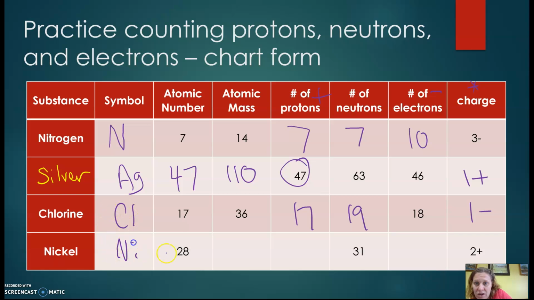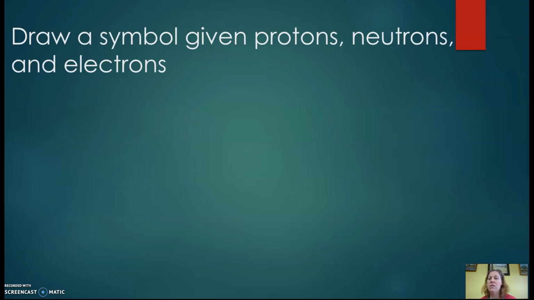Nickel, symbol Ni, 28. Atomic number is 28, so it's got 28 protons. Mass, add those two up: 28 plus 31 is 59. And number of electrons: 2 plus, so I have 2 more positives, which means I have 26 electrons. Hopefully that's not too much, or too fast.